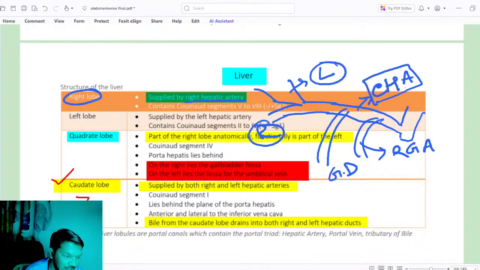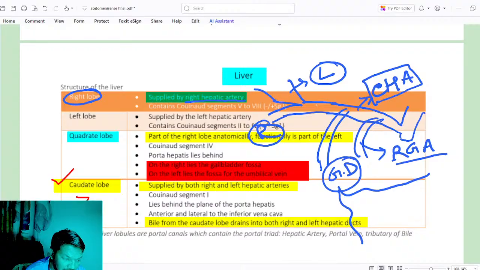Again, the common hepatic artery gives its first branch, the right gastric artery, which supplies the lesser curvature, and the gastroduodenal artery, the second, which gives branches: the right gastroepiploic artery and the superior pancreaticoduodenal artery. Then the last part, called the hepatic artery proper, gives branches to the left hepatic artery and right hepatic artery.